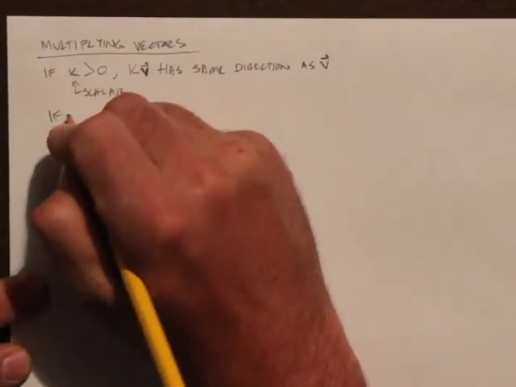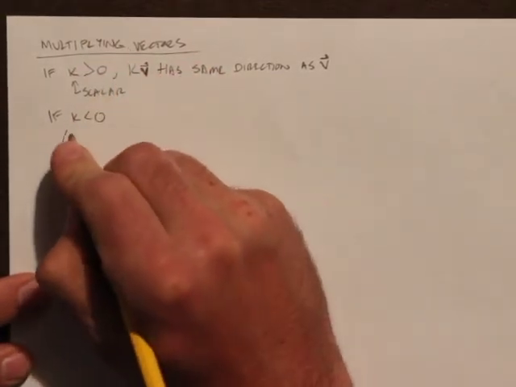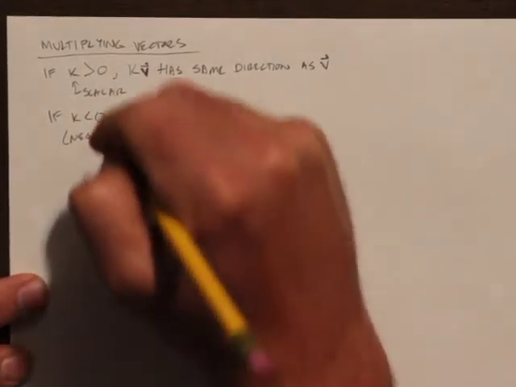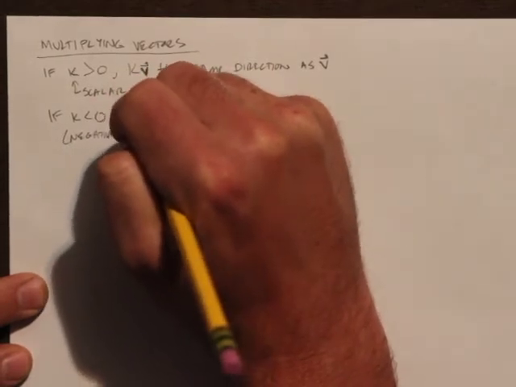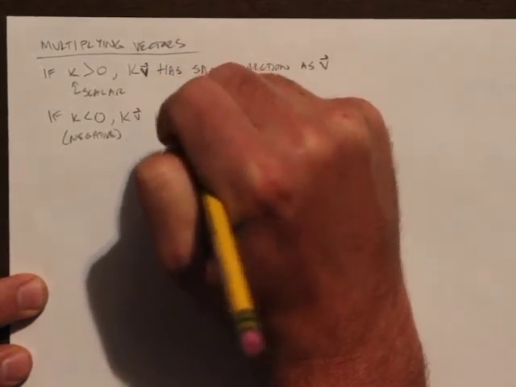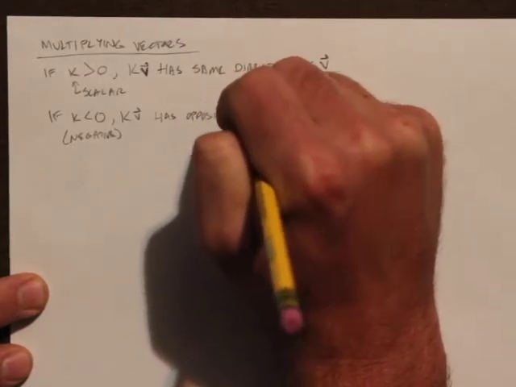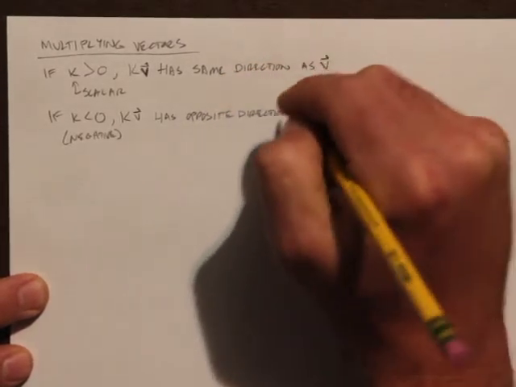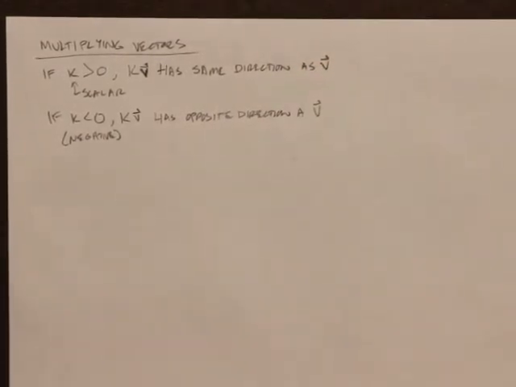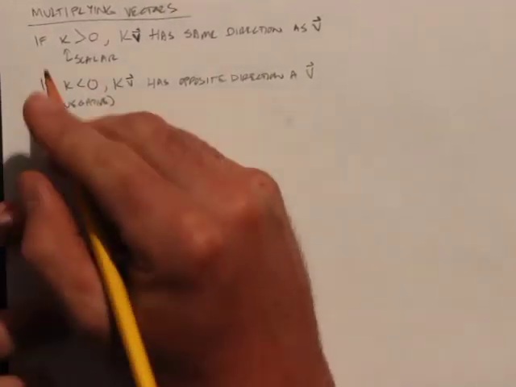If it's a negative number, k is less than 0, right? So this would be positive, or this one would be negative. K is less than 0, we've got negative, so k times this vector, then we're going to have the opposite direction. All right, so let's look at some operations with vectors here, now that we know this little bit of information.